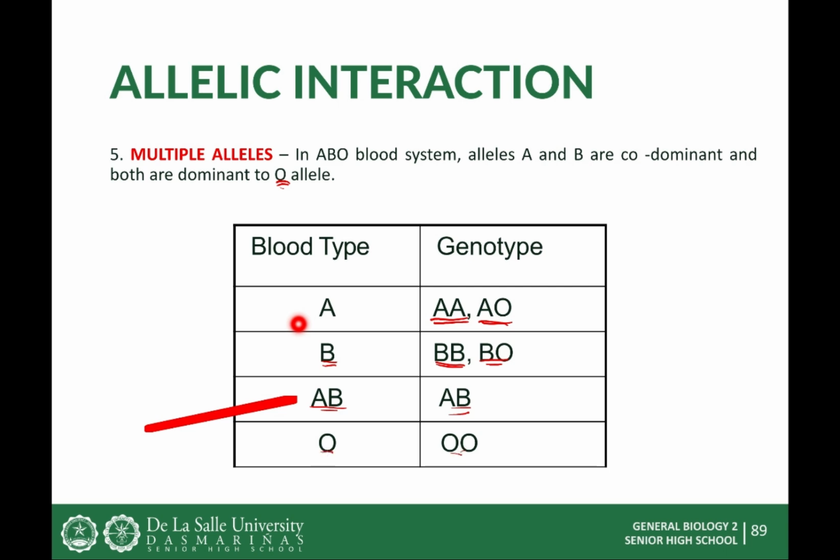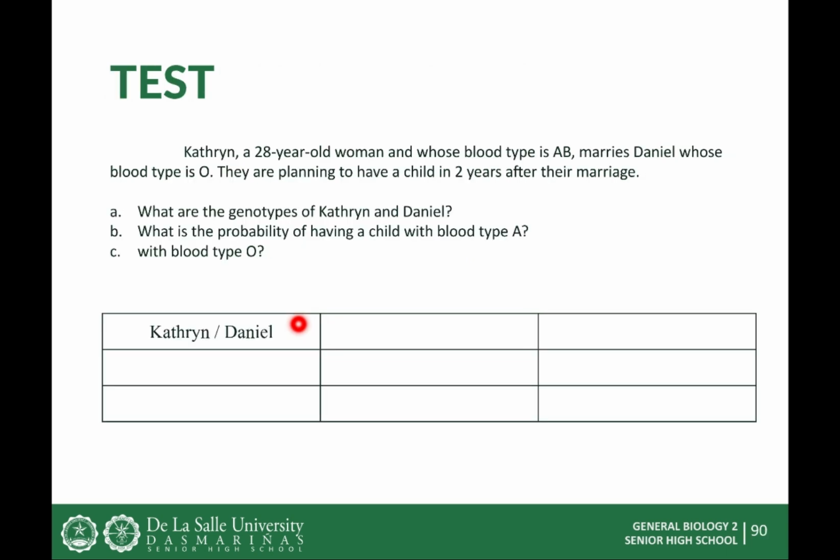So, let's apply this in a problem. Catherine, a 28-year-old woman whose blood type is AB, marries Daniel, whose blood type is O. They are planning to have a child in 2 years after their marriage. What are the genotypes of Catherine and Daniel, and what is the probability of having a child with blood type A and also with blood type O?